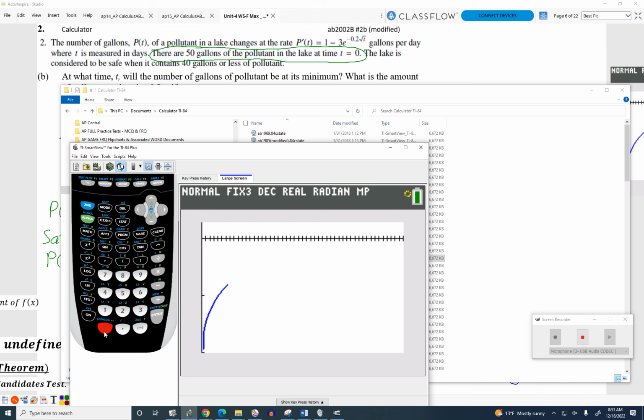And then once we have the graph, we can do exactly what Maddox did. These are the values of P prime. So these values of P prime are changing from negative to positive right here. So I use my calculator to find that time.